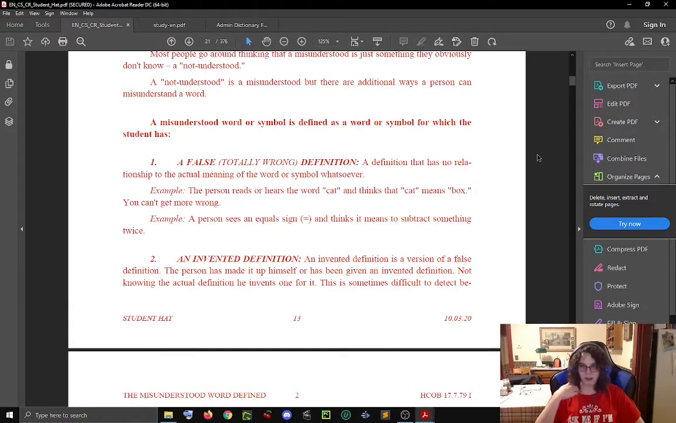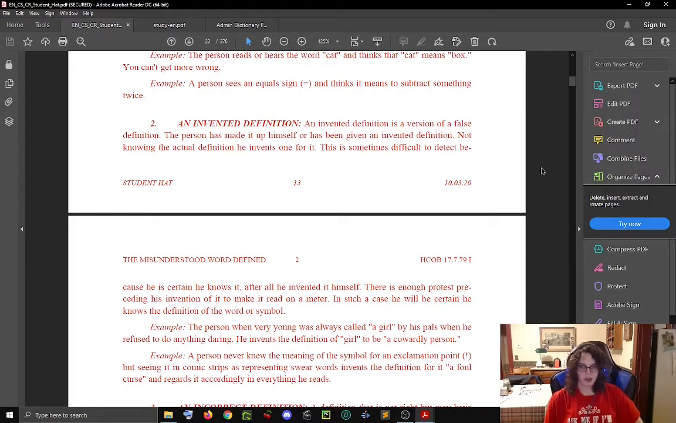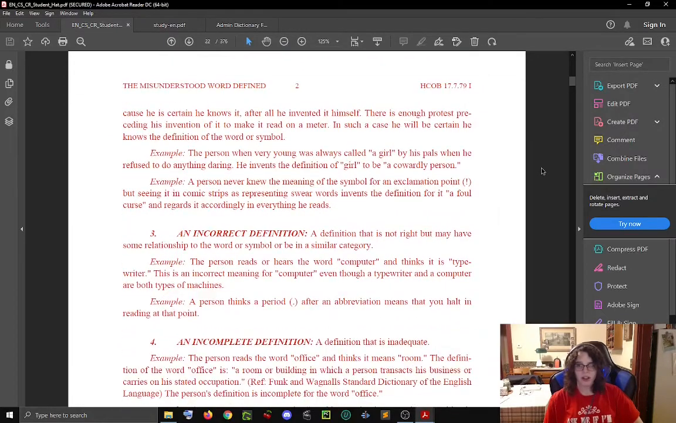It just makes me think of Schrodinger's cat for a minute. Example, a person sees an equal sign and thinks it means to subtract something twice. 2. An invented definition. An invented definition is a version of a false definition. The person has made it up himself or has been given an invented definition, not knowing the actual definition he invents one for it. This is sometimes difficult to detect because he is certain he knows it. After all, he invented it himself. There's enough protest preceding his invention of it to make it read on a meter. In such a case, he will be certain he knows the definition of the word or symbol.